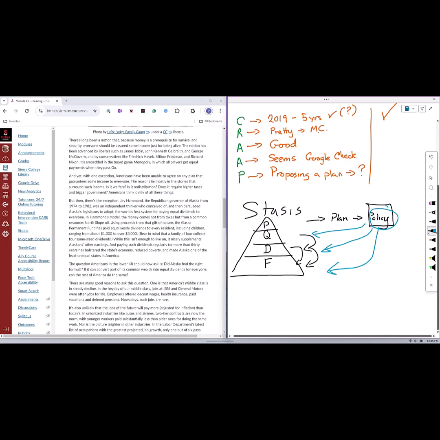And remember, policy always equals what should or should not happen.